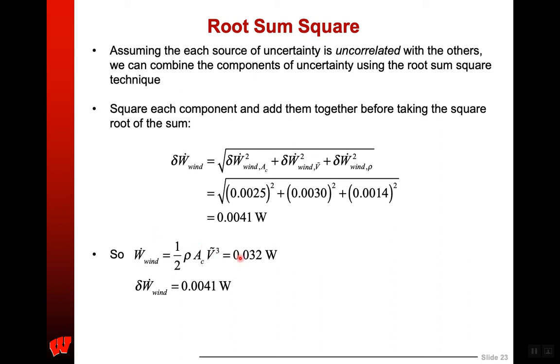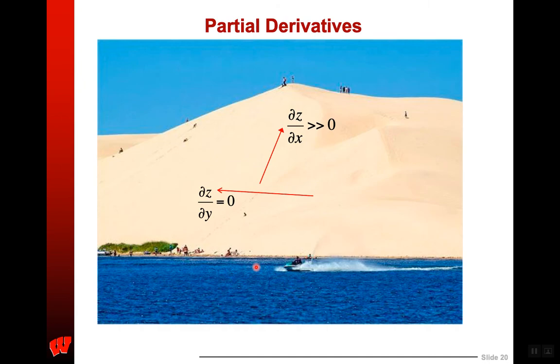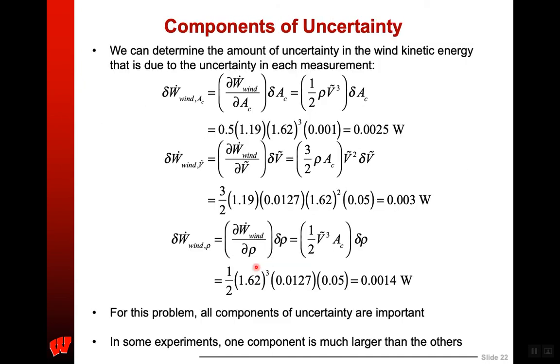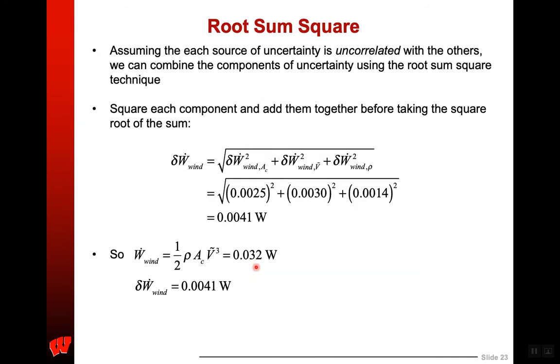When I plug all this stuff in, at the end of the day, the power in my wind is 0.032. This is the nominal value. But I now can make a little bit better answer: I know it's 0.032 plus or minus 0.004. So I've got a nominal value plus what's the plus or minus. So that's that.